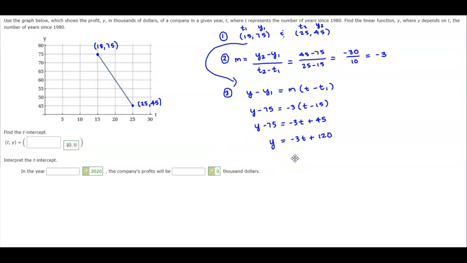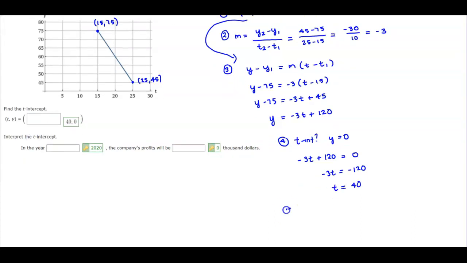Okay, now that we have our linear function, we can determine this next question. The next question says find the t-intercept. If we want to find the t-intercept, that means we let y equal 0 and then solve for t. So we have negative 3t plus 120 equal to 0. If we subtract 120 from both sides, we get negative 3t equal to negative 120. Divide both sides by negative 3, and we get positive 40.